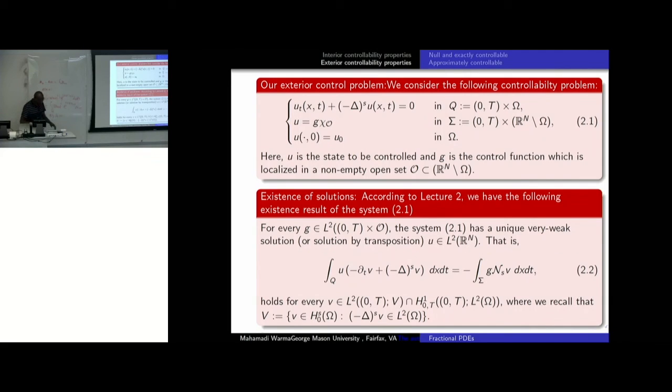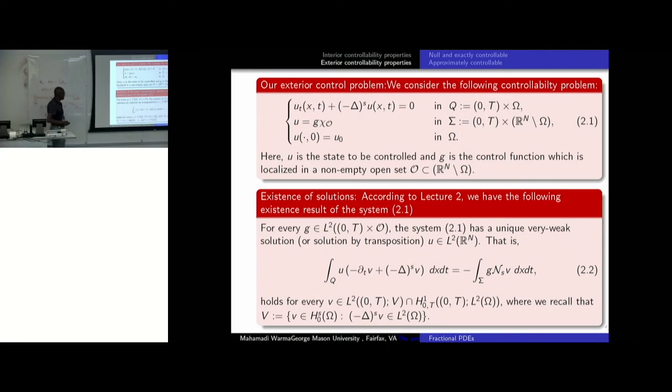Now, let's briefly take the last few minutes to talk about exterior control, how we still see exterior control. Then we have here our control problem, like the same that we did before, but now our control is outside the domain, is outside omega. Here, capital O is a subset of the complement. Then U is the state that we want to control, and G is our control function.